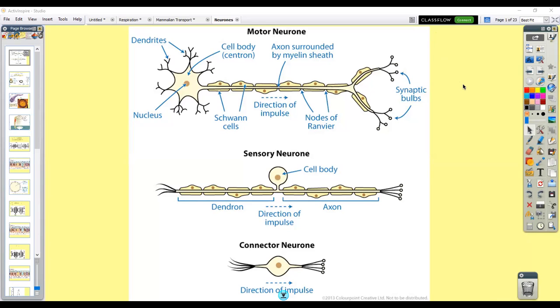Okay, so we have receptors and effectors. Receptors obviously pick up stimuli. Effectors react to those stimuli and cause either movement or glands to release hormones. And you have a coordinator, which tends to be the brain, found in the central nervous system.